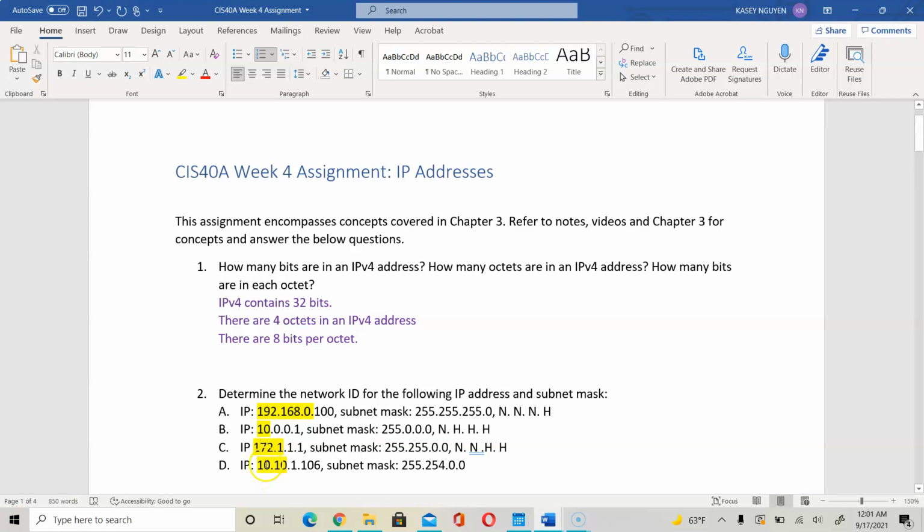In question D, we have 10.10.1.106. And when we look at this subnet mask, we would see that the 255 would represent the first octet, 10, and then 254, that will be the next octet. So while this is not 255, most of the bits are going to be on here, and that would represent the network ID. So you would have the first 2.